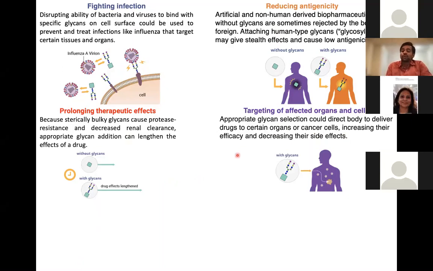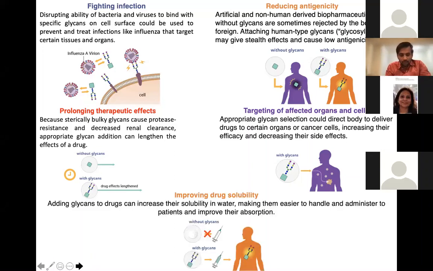If we use glycan in the drug, we can use it as a direct target drug. We can directly deliver the drug to the target cells, where it can play an important role in killing the cells. Also, very important, is improving the drug solubility. If we use glycans with the drug, they increase the solubility in water, making the drug easier to handle and administer to patients, and it definitely improves the absorption also.